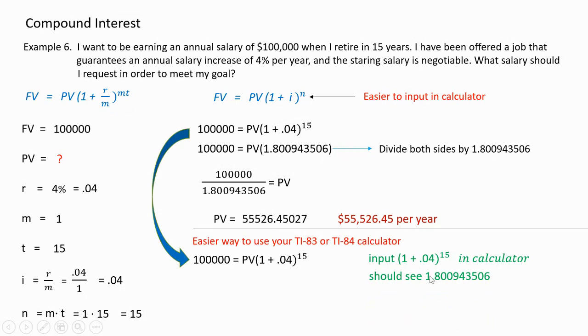You should see 1.8094943506. Everything in green is what you're going to be seeing. This is what you input, and this is what you see. Then you're going to press the inverse key, which is this key here, x to the -1. Then this is what you should see, answer to the -1. Then you're going to enter the 100,000. After you enter that, there's your answer.